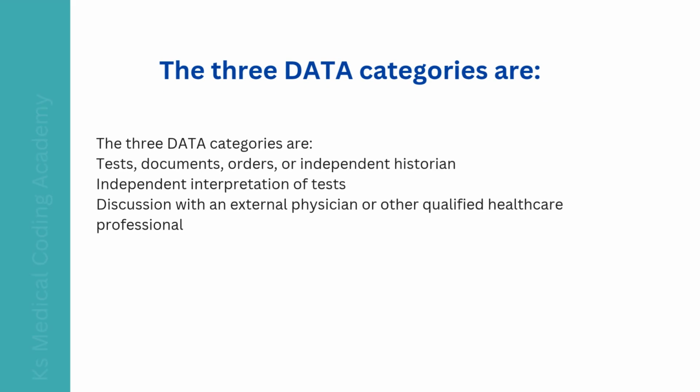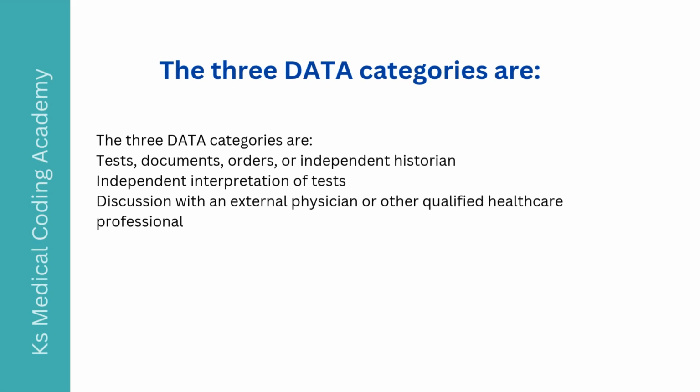The data element is divided into 3 categories. Category 1 includes tests, documents, orders, and independent historians. Category 2 covers independent interpretation of tests. Category 3 involves discussions with external physicians or other qualified healthcare professionals. We'll explore each category in the following slides.